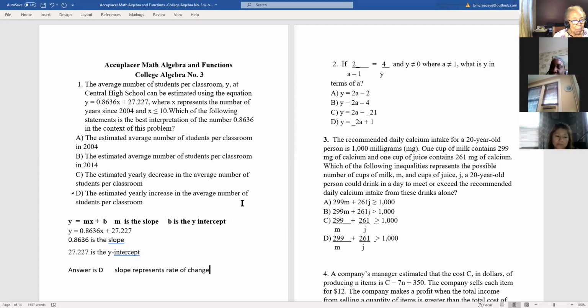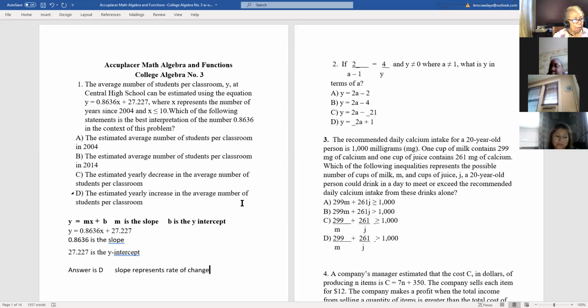Any questions on number 1? No. Chastity, I see you're on. I don't know if we went over slope once before. I don't know how familiar you are with slope.